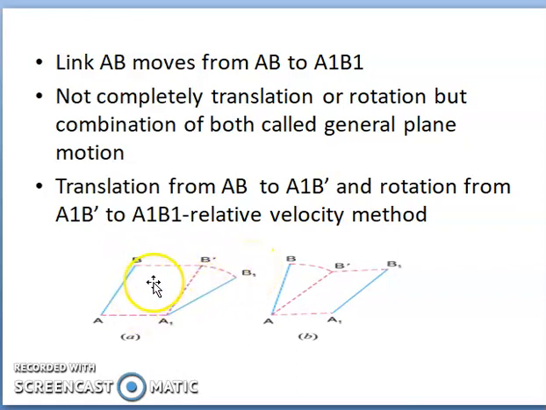So you cannot consider this as translation, and you cannot consider this as rotation. If it is rotation, either the position A1 should be the same as A or the position B1 should be the same as the point B. So here you can see it is a combination of translation as well as rotation. Such a combination of motion is called general plane motion.